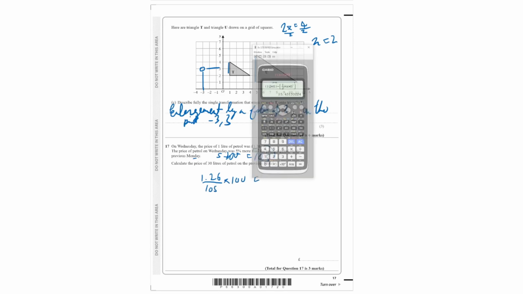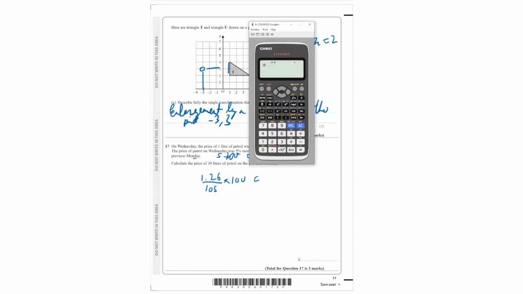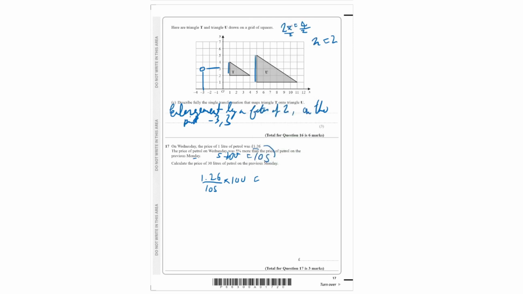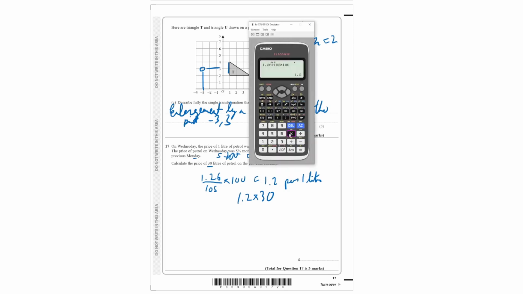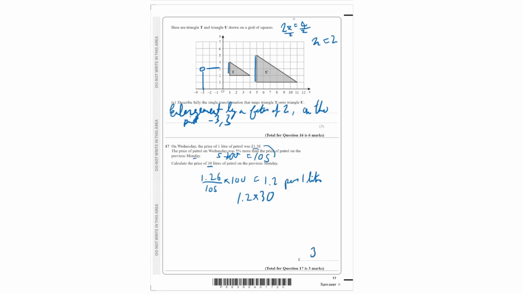We can use our calculator here. 1.26 divided by 105 times 100. That will simply give us 1.2. However, this is the price per 1 liter. In order to find the price of 30 liters, we simply multiply 1.2 times 30. That will give us 1.2 times 30 is equivalent to 36 pounds.